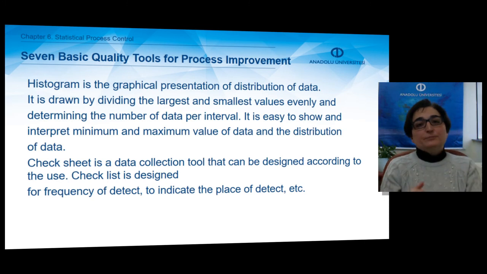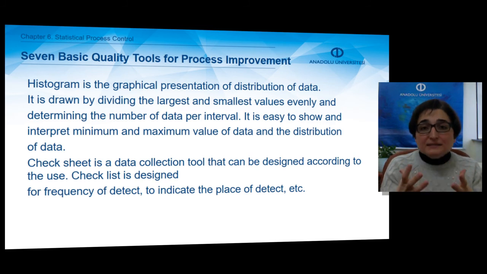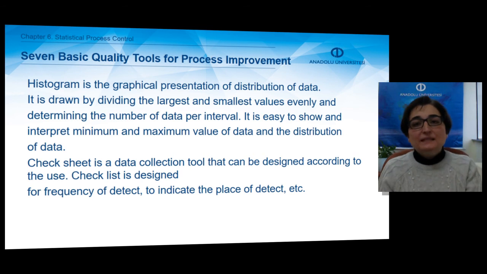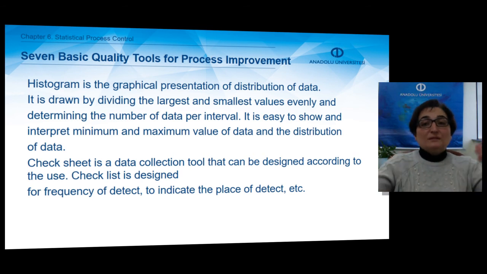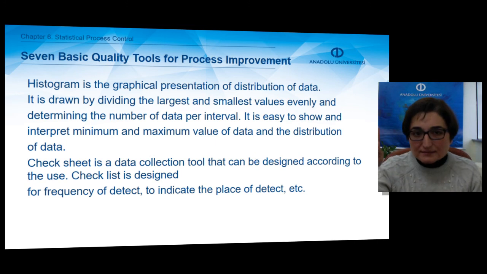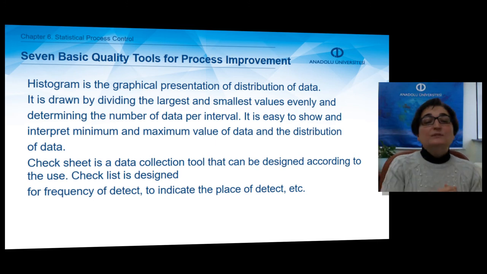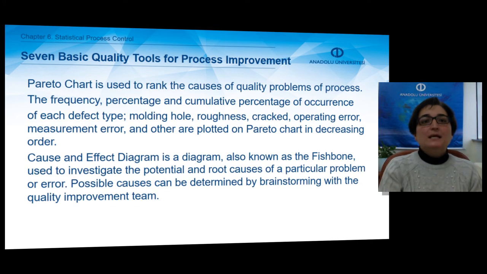Histogram is a graphical presentation of data. So it gives us the minimum and maximum data and distribution about what's going on. It's easy to show. Check sheet is a data collection tool. It's just a checklist designed to show the frequency of defects and indicate the place of the defect.